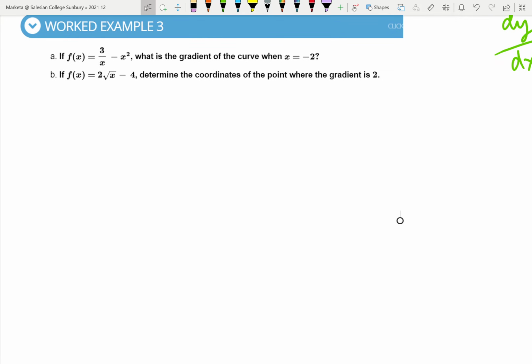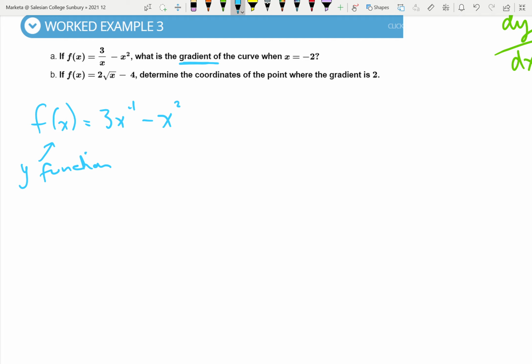Okay, worked example 3. Let's see. If f of x equals this, what is the gradient of the curve when x equals -2? Okay, it's kind of like the question we did for worked example 1, except we're certainly not going to be using first principles unless specifically asked to do so. So we've got f of x equals 3x to the -1 minus x squared, and we're asked to find the gradient. This is the y function. So in other words, this is your original graph.